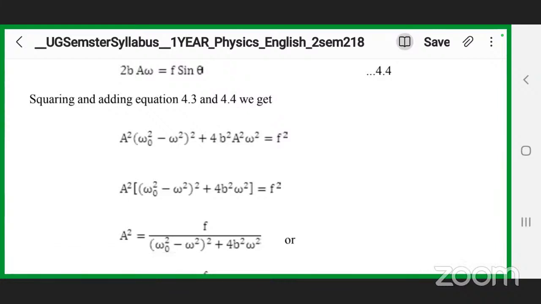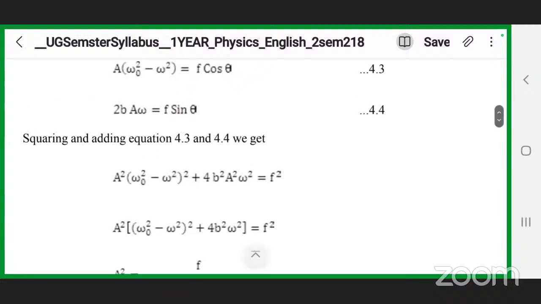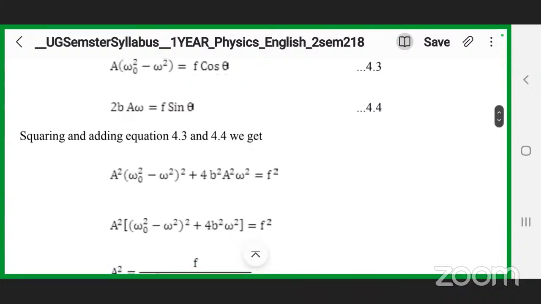After that, the right hand side, what is the right hand side? f cos theta whole square plus f sin theta whole square. So that f square is there, cos square theta plus sin square theta is 1. Okay, this one.